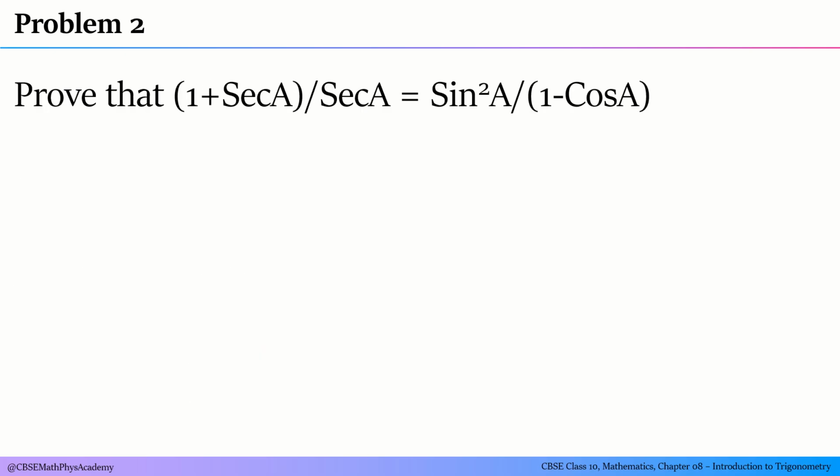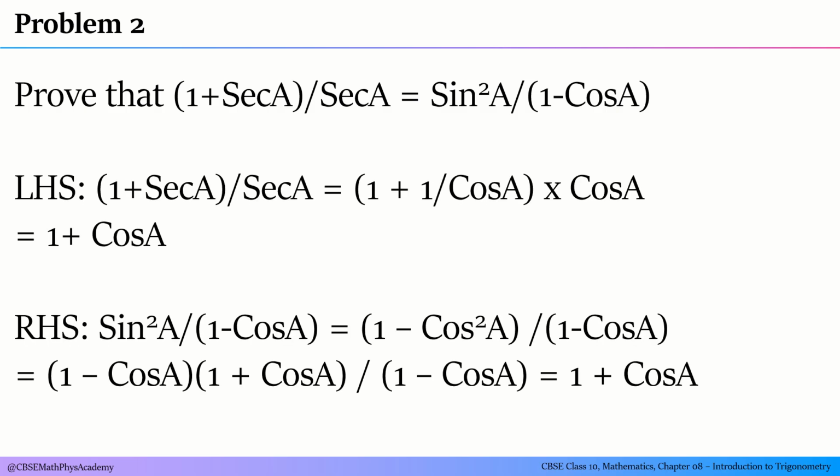So problem number 2. (1 plus sec A) by sec A is equal to sin square A divided by 1 minus cos A. You have to prove that both are equal. So I start from the left hand side. This is a slightly different approach where I solve both the left hand side and the right hand side to some extent until you get an equation. That equation is going to be the same, and thus you can say that the left hand side and right hand side are equal.